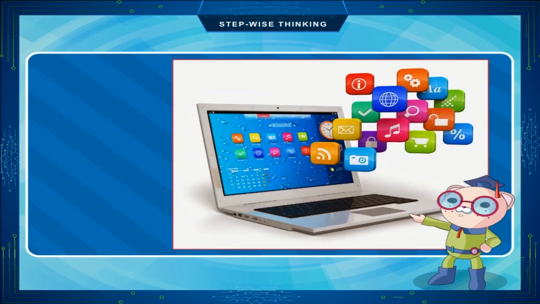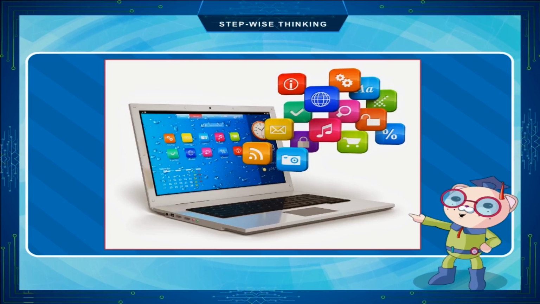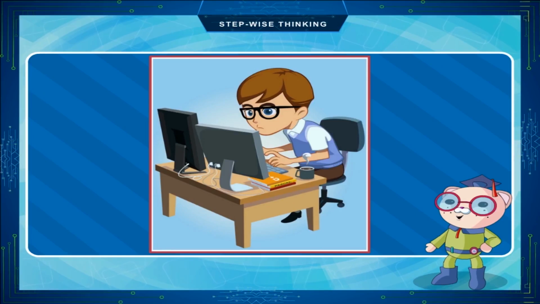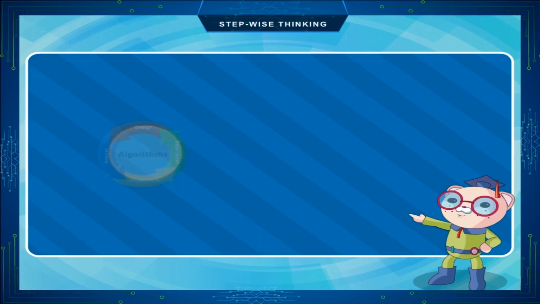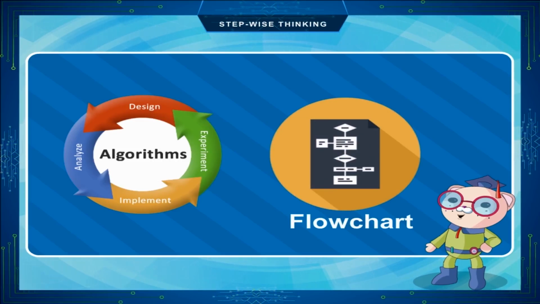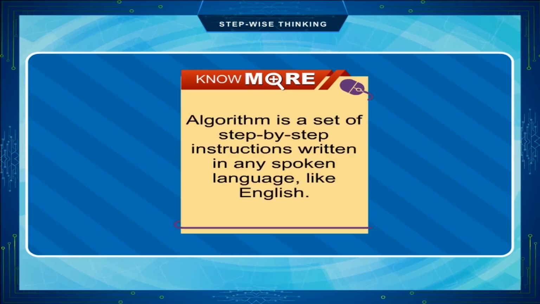You already know that a computer is an electronic device which works on a set of instructions called programs. A computer cannot do any work on its own. It depends totally on our instructions. In this chapter, we will discuss algorithm and flowchart, which are the 2 important methods to understand computer programming. Algorithm is a set of step-by-step instructions written in any spoken language, like English.